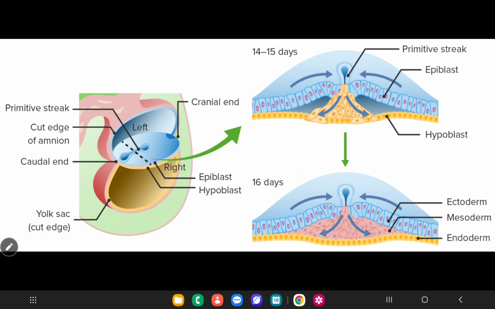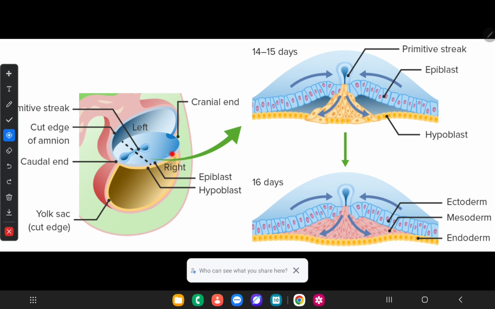So in this diagram, you can see the blastocyst here. In the first diagram, you can see the blastocyst with the two layers, epiblast and hypoblast. You can see the bluish color one is always the epiblast, and the yellowish color one demonstrates the hypoblast. And here is the cross section, and then you can see the primitive streak formation, and the primitive node here.